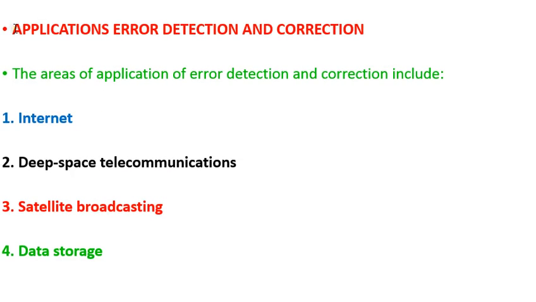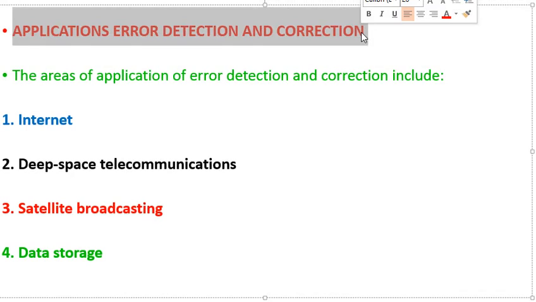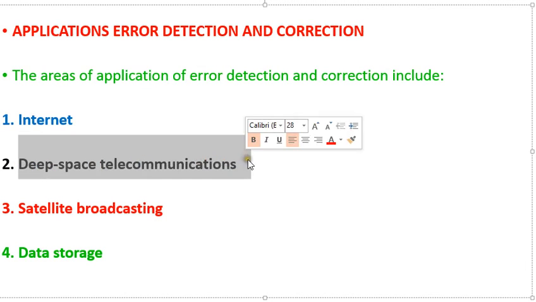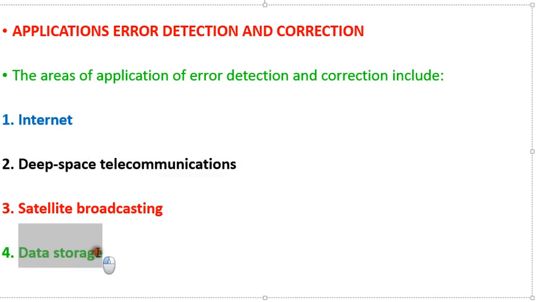And all we have seen under error detection and correction, where do we use them? In real life computer systems. We use them in internet communication. We also use them in what we call deep space telecommunications, that is astronomy, and it is also used in satellite broadcasting, and we also use them in data storage in computers.